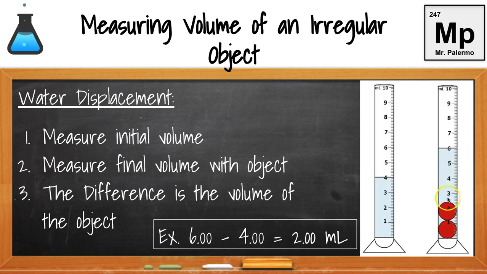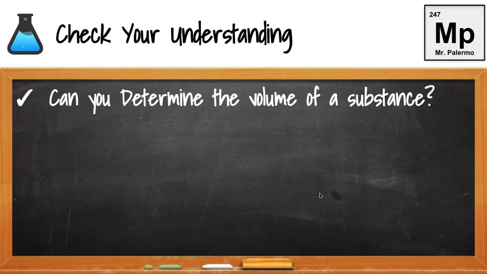So what we do is we take the final volume, in this case it's 6, minus the initial volume of 4, and that's going to give us a volume of 2 milliliters. So that's the volume of these objects. Let's check your understanding. Can you determine the volume of a substance?